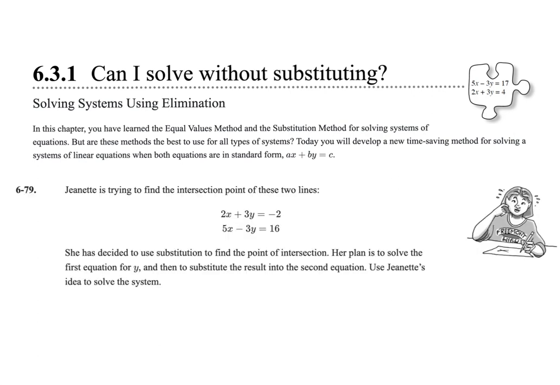Problem 6-79. Jeanette is trying to find the intersection point of these two lines. Our first equation is 2x plus 3y equals -2. And our second equation is 5x minus 3y equals 16. She has decided to use substitution to find the point of intersection. Her plan is to solve the first equation for y and then to substitute the result into the second equation. Use Jeanette's idea to solve the system.